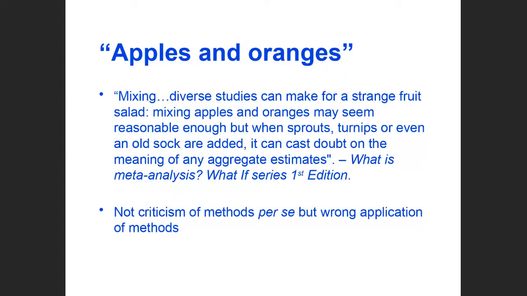This criticism of apples and oranges: it's very tempting when you're looking at a topic to try and include any study that's potentially relevant. But of course, that means that the studies can be very different from each other, and the differences could be more important than the similarities. So there's this lovely quotation here saying it's bad enough to mix apples and oranges together, but if you throw in sprouts, turnips, and an old sock, then that means that any statistical estimate can immediately be challenged.